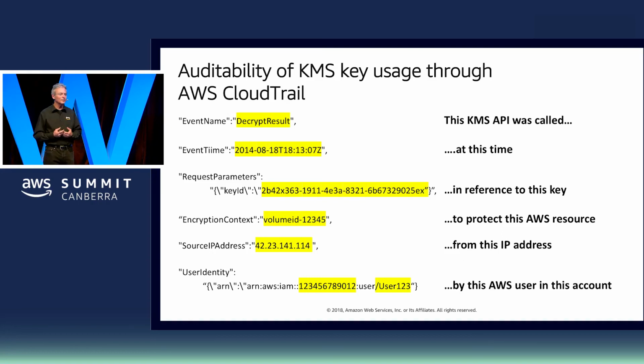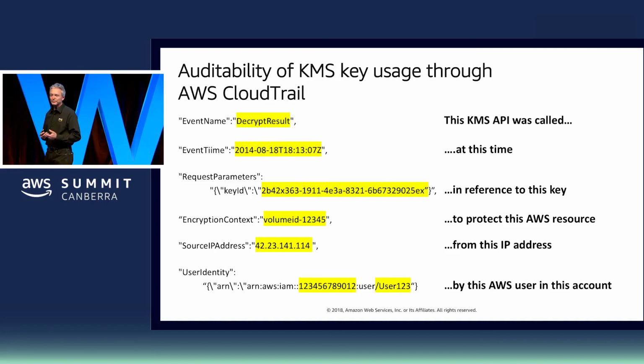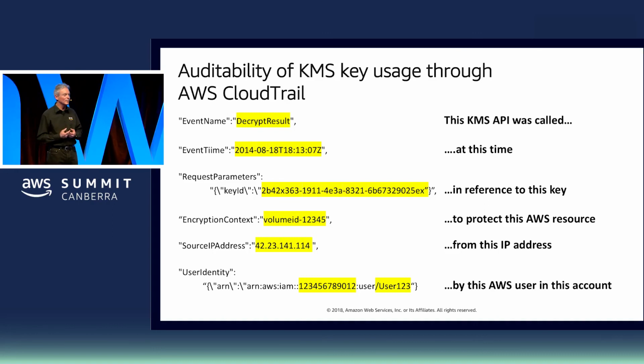So again, you can use this information to set up logging and monitoring and an alarm. So if you see an API call coming from, say, an IP address that it shouldn't be coming from, trigger an alarm or trigger some sort of remediation.